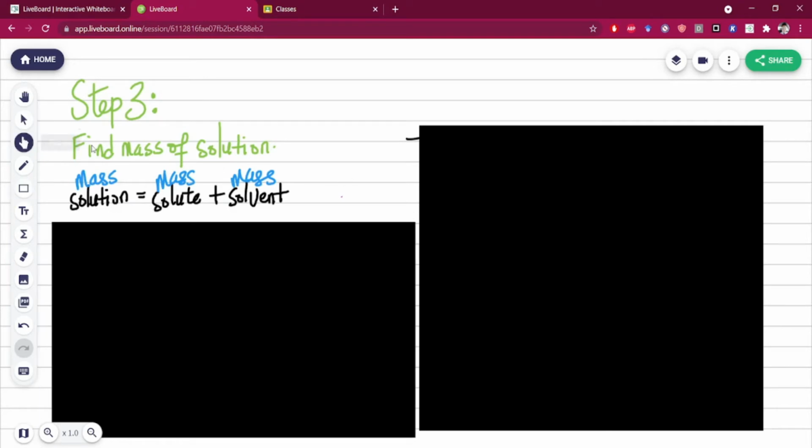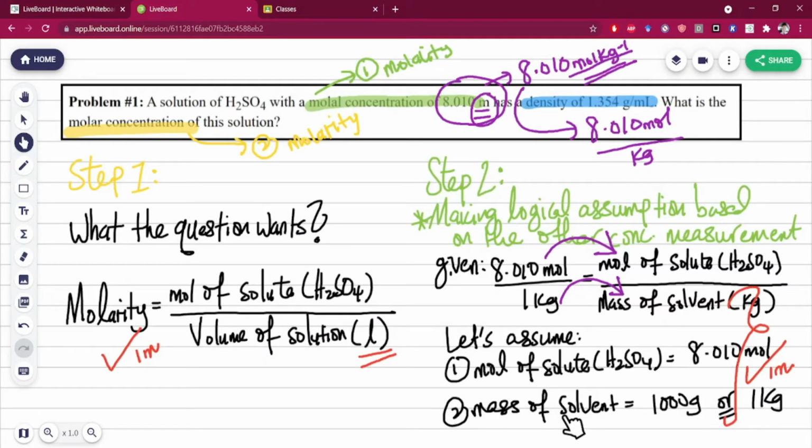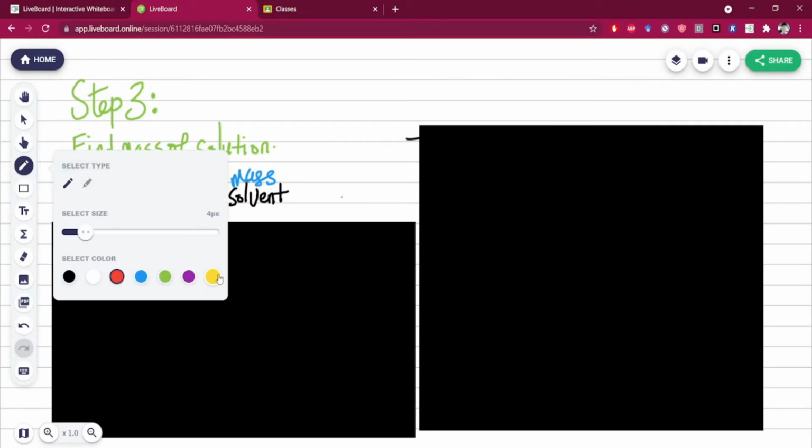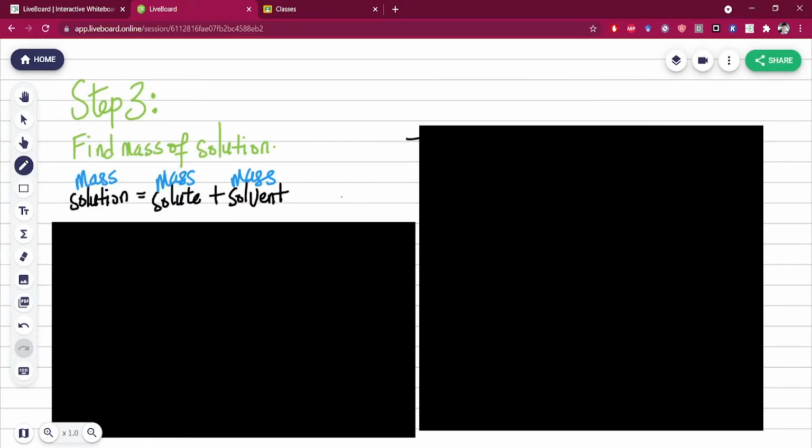Okay, so to find the mass of solution, we need to be based on the basic principle of solution, which is: solution equals solute plus solvent. When you have solute and solvent added together, you can have a solution. When you go back to here, we have the mass of solvent already, which is 1,000 grams. So the mass of solvent, this over here, we have that already.